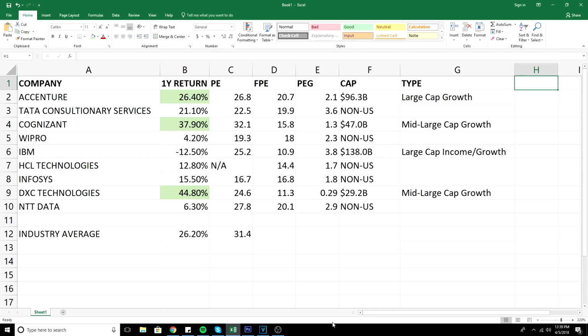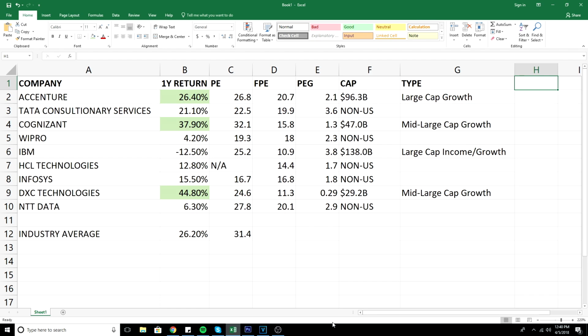And one of my cardinal rules is that for a growth investment, I want to invest in a stock that has outperformed the industry. And the 3 stocks on this list that have done that are Accenture, Cognizant, and DXC Technologies. And so those were the ones I focused on going forward. So first of all, Accenture had a PE of 26.8. That's lower than the industry average. A forward PE of 20.7 and a PEG ratio of 2.1. They had a market capitalization of $96.3 billion, making this a large cap growth investment.